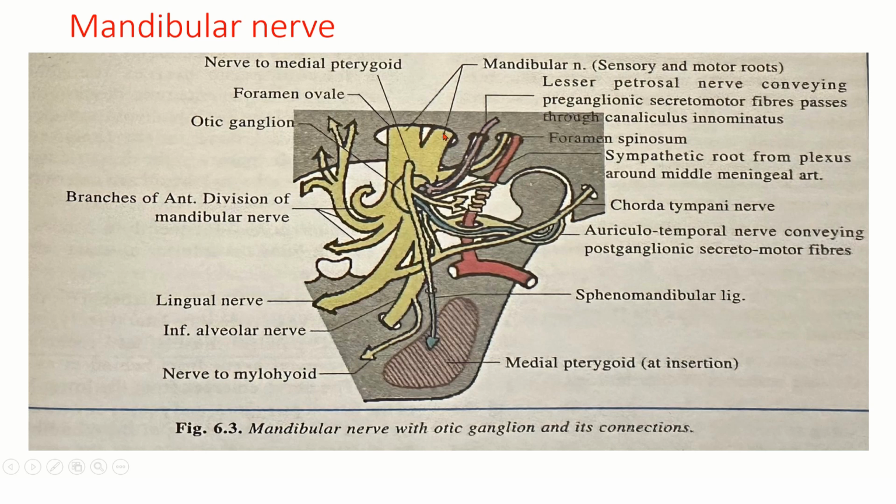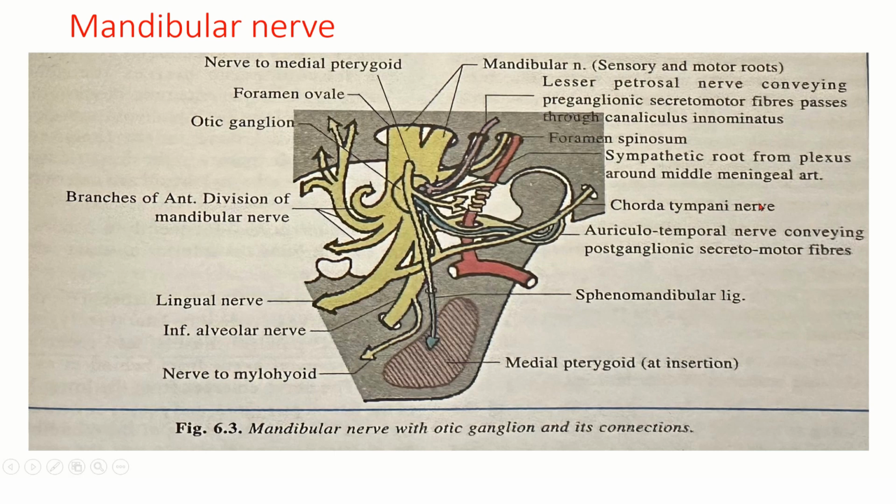So this is the motor root, this is the sensory root, both joining to form the trunk, and within a short course divides into anterior division and posterior division. So you can see these are the branches from anterior division. So there will be three motor and one sensory. One sensory will be going to the buccal region, supplying the skin and mucous membrane in relation to buccinator, and the three motor will be nerve to lateral pterygoid, nerve to masseter, and nerve to temporalis muscle.